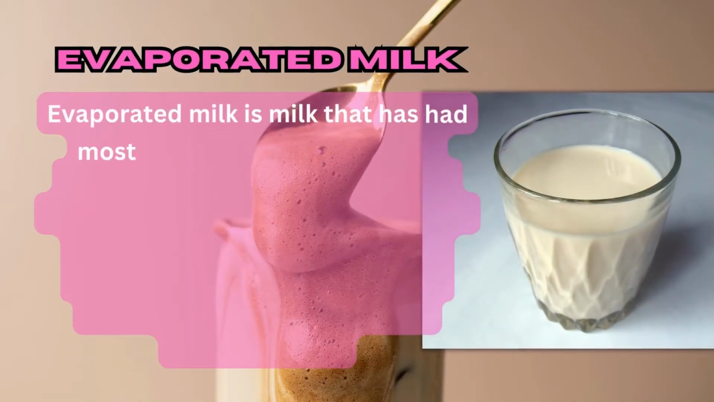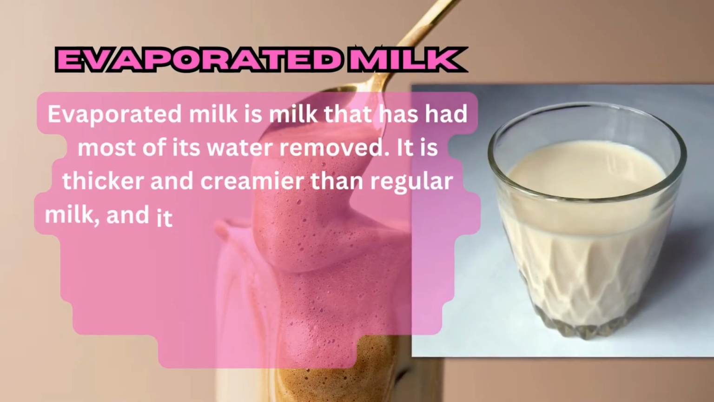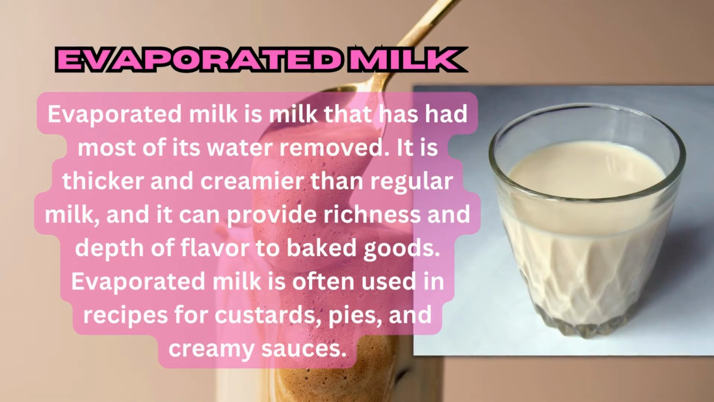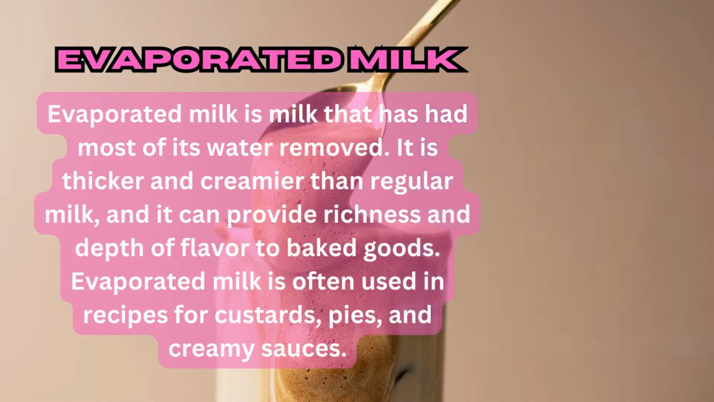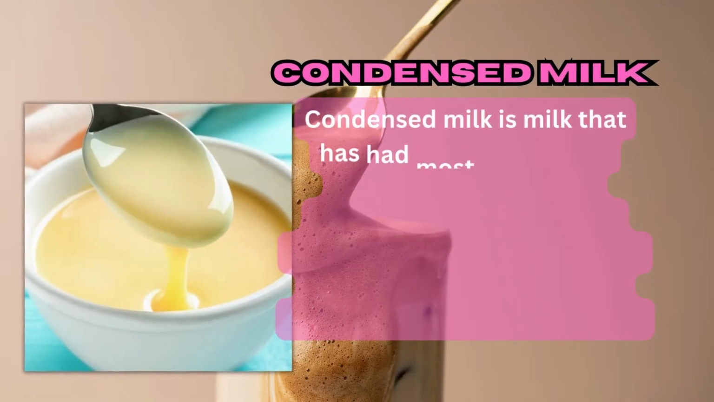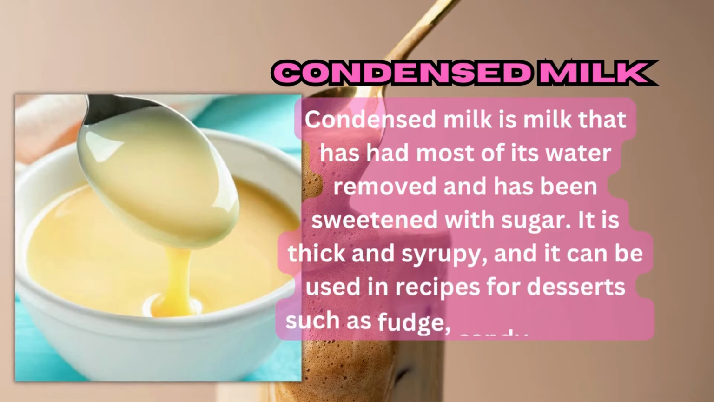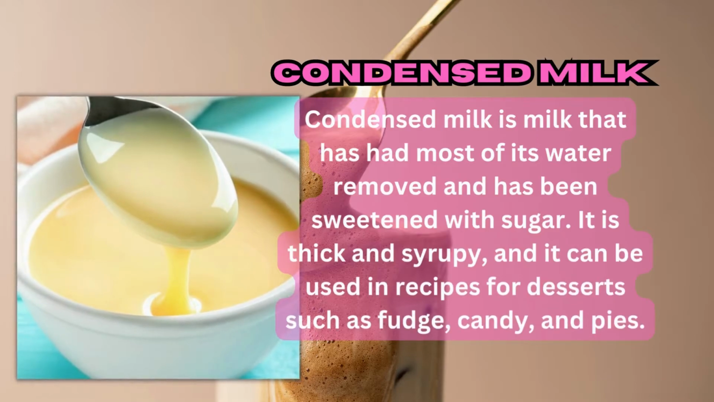D. Evaporated milk. Evaporated milk is milk that has had most of its water removed. It is thicker and creamier than regular milk, and it can provide richness and depth of flavor to baked goods. Evaporated milk is often used in recipes for custards, pies, and creamy sauces. E. Condensed milk. Condensed milk is milk that has had most of its water removed and has been sweetened with sugar. It is thick and syrupy, and it can be used in recipes for desserts such as fudge, candy, and pies.